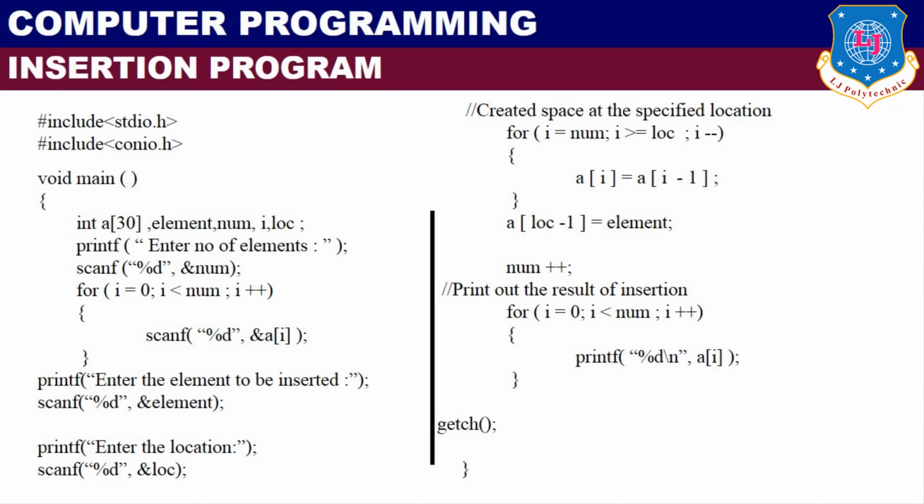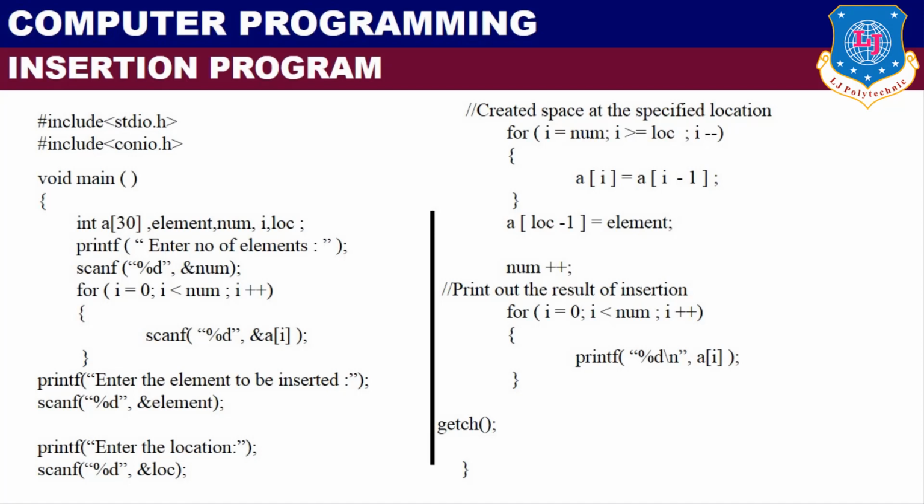So we are shifting the array values to the right side. a[i] equals a[i minus 1] means what? The 6 value will shift right, the 11 value will shift right, the 2 value will shift right, till we reach the location. When we reach the location, we end our loop. Then after the loop terminates, we insert that element at our location place.